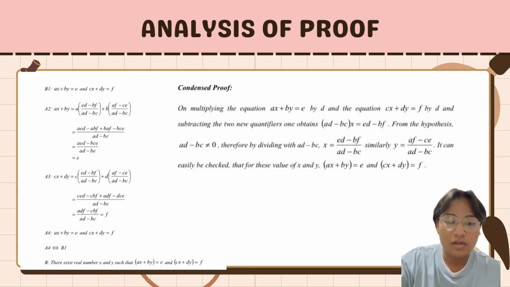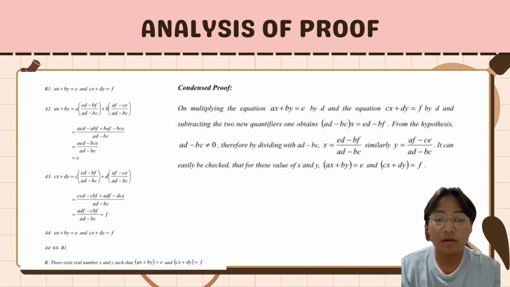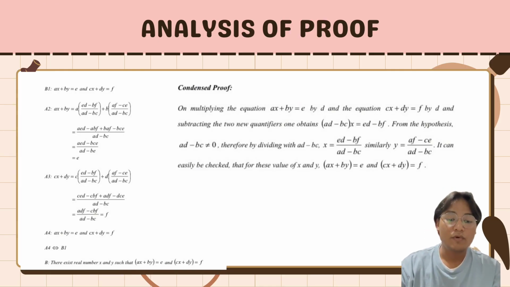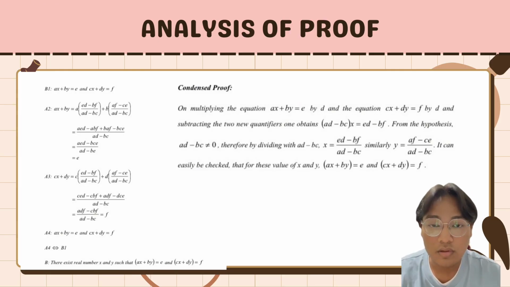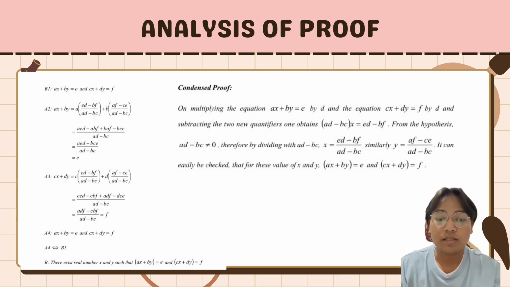So we move to the A2, which is AX plus BY, and we substitute x and y into the equation, and the final answer we will get is E. And we move to the A3. Also we substitute x and y into the equation, and we get the final answer: (ADF minus CBF) over (AD minus BC) equals F.